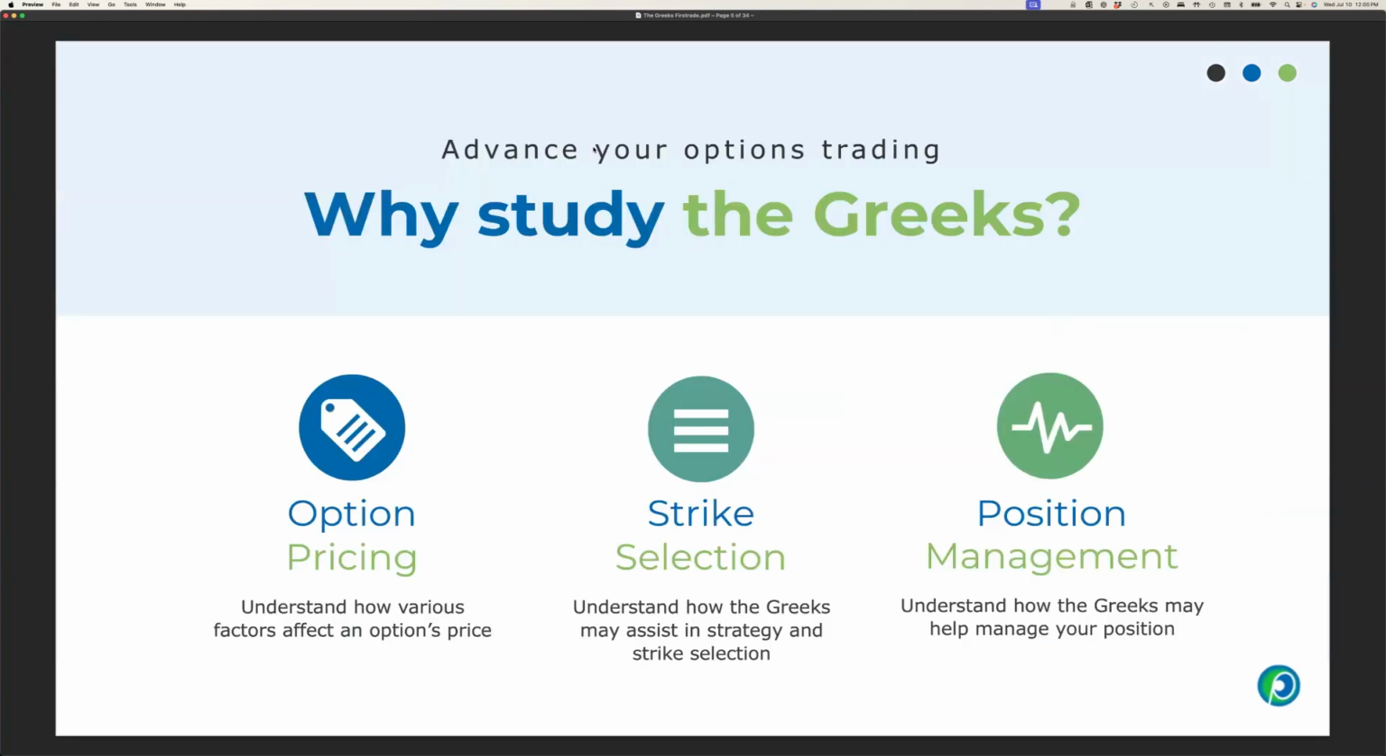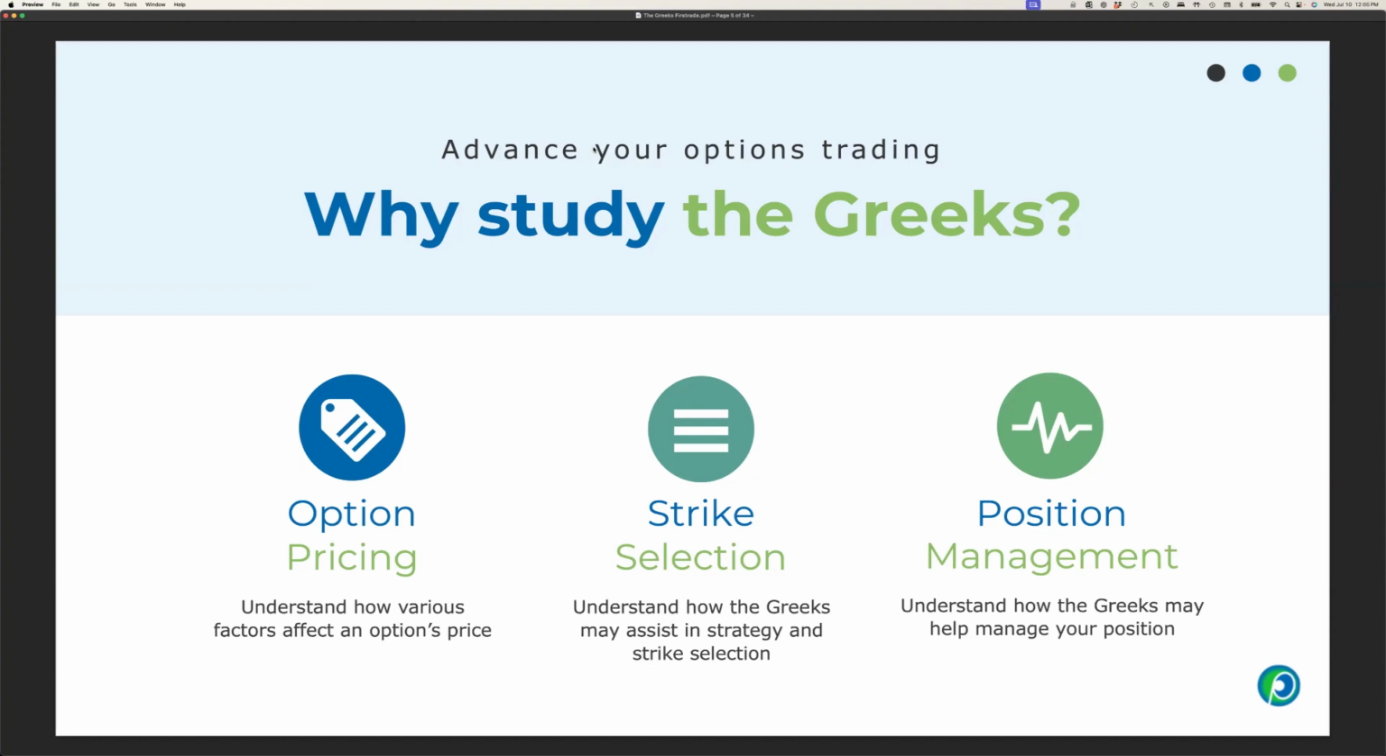Let's talk a little bit about why we should study the Greeks. First of all, there's a few things that you can utilize the Greeks for. Number one is just understanding an option's price. Some of you think about a stock price, like what goes into the decision-making process between the value of a stock. Well, when you think about the value of an option, they are made up of different components, and the Greeks are part of that understanding of how an option is priced.